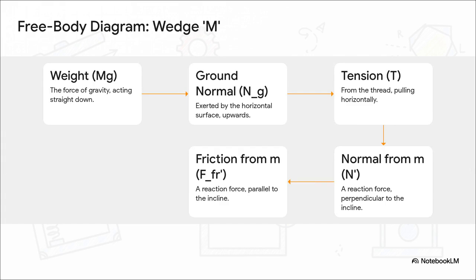Okay, now for the big wedge M. It's got its own weight, Mg, pulling it down. The ground is holding it up, so that's another normal force, we'll call it N ground. The thread is yanking it to the left, that's our tension, T. And now, here's the part that everybody forgets. For every push or pull that M exerts on the block, the block feels an equal and opposite one back from M.